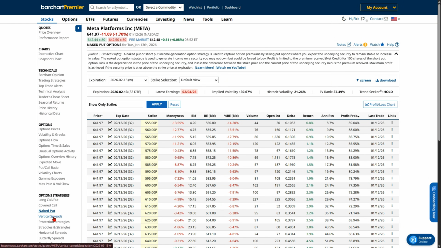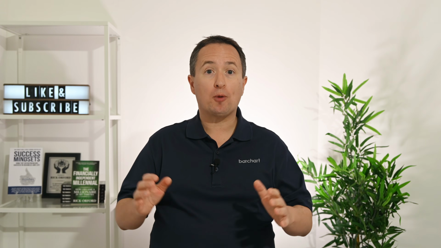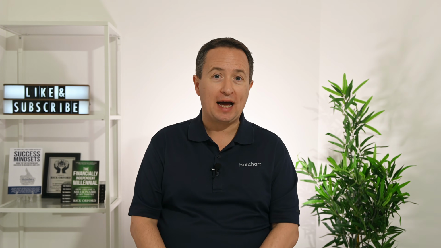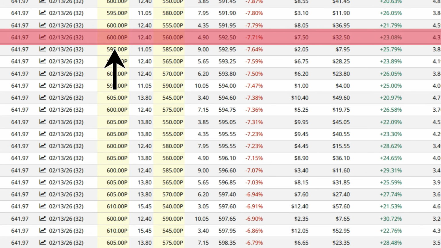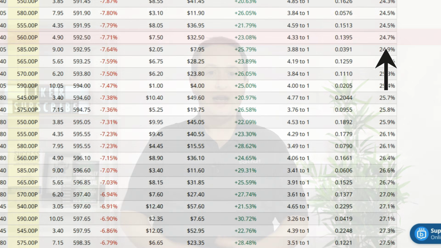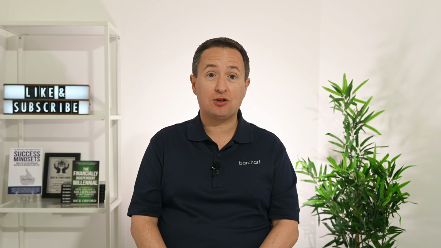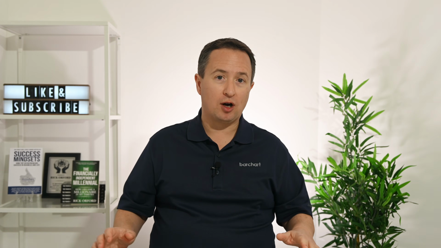Bull put trades can be found on the vertical spreads page right here, and they have their own tab. Now, bull puts are much more risk averse than out-of-the-money long calls. So let's say you chose the 600, 560 spread right here and collected a $7.50 per share premium. This trade has around a 25% chance of ending at a loss. As long as the stock trades above $600 by expiration, well, you get the full premium with no other obligation.